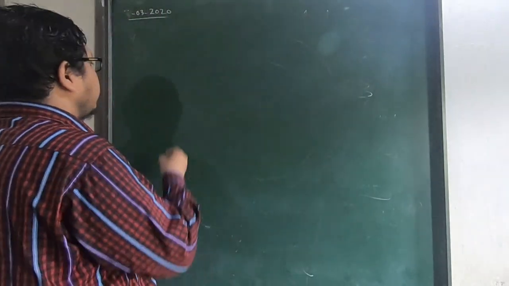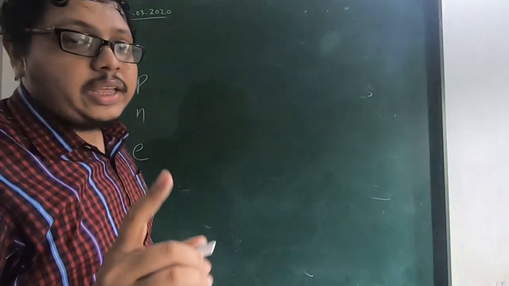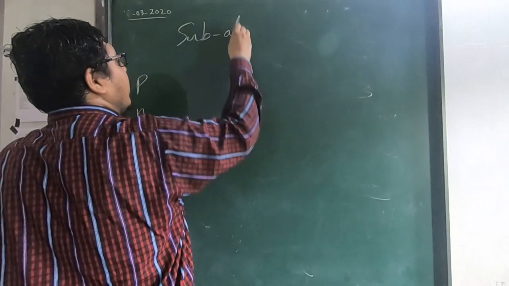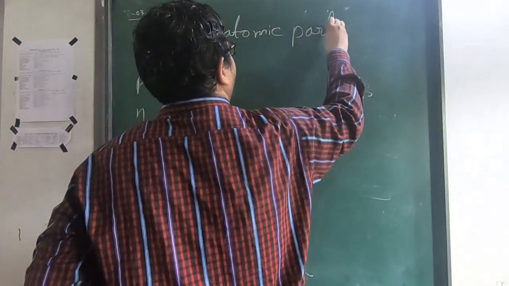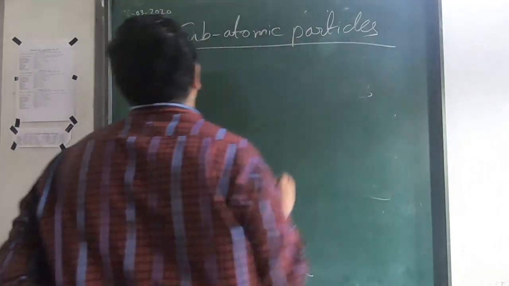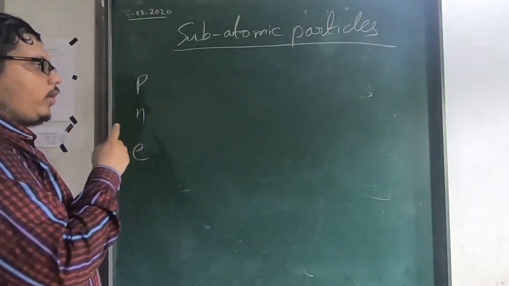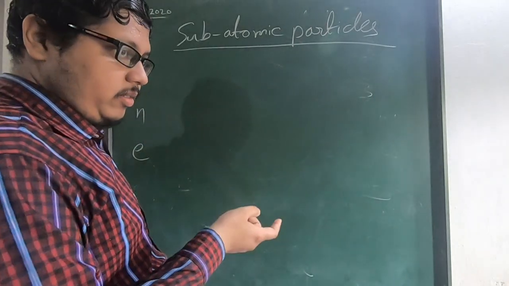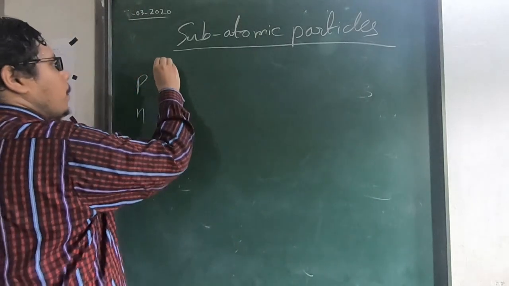So we have the protons, the neutrons and the electrons, our three subatomic particles. These are subatomic particles. Now, these subatomic particles, proton, neutron, and electron, have mass, and they have charge. Let's talk about them. Mass.